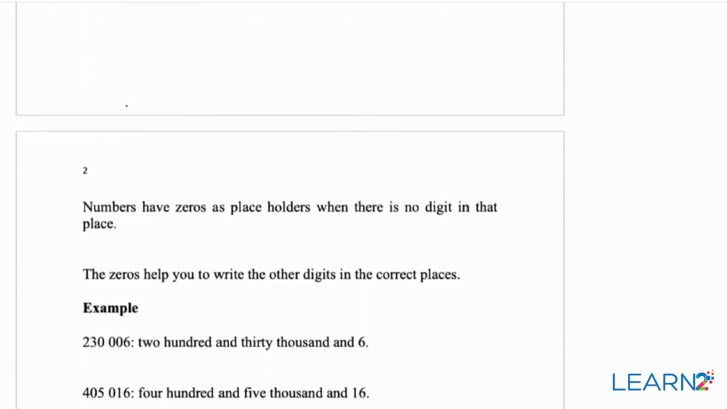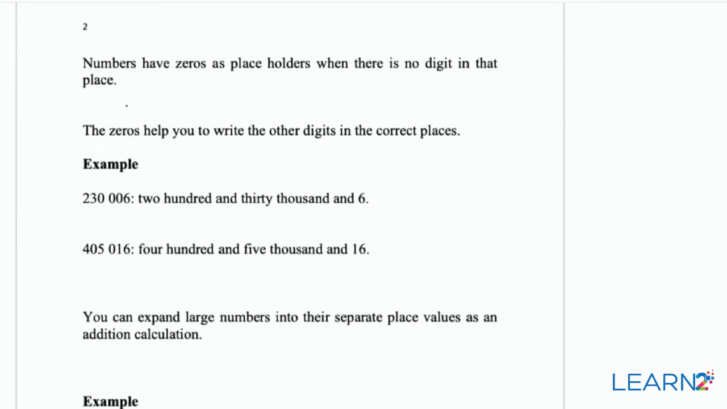Let's go a little bit further. If we look at this one, let's go and see how these zeros play out. 230 and then 006. What is the 230? It's 230,000. So that part's 230,000. And then the 00, where we've got nothing to say, is actually just the word and 6. So it's 230,000 and 6.